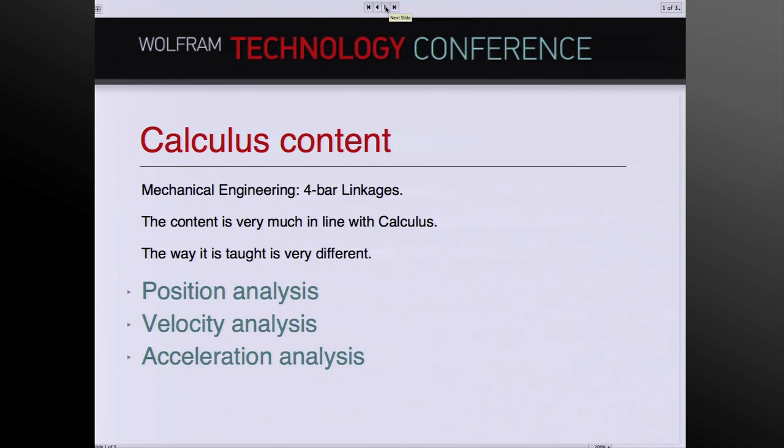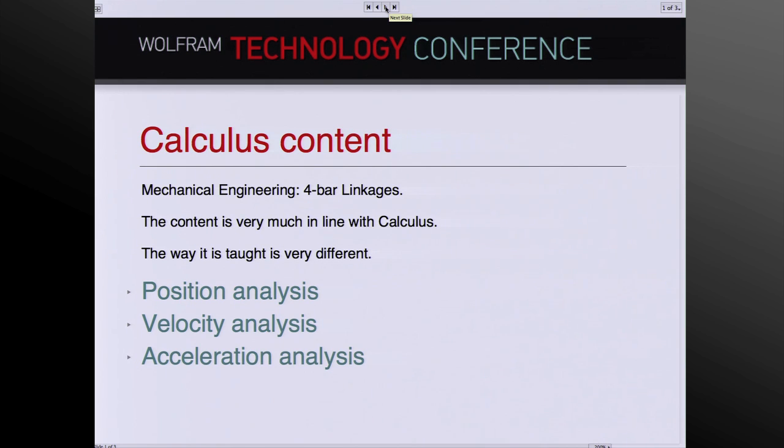So I was going to the Department of Mechanical Engineering, and I was looking at a particular course on machine design, and they teach those 4-bar linkages. But first of all, I noticed that the content is very much in line with what I teach in calculus. If you look at those chapter names, position analysis, velocity analysis, acceleration analysis, you can immediately see the relation to multivariable calculus, when you introduce a function to describe position of a point, then you differentiate it to find velocity of a point, and you differentiate again to find acceleration.